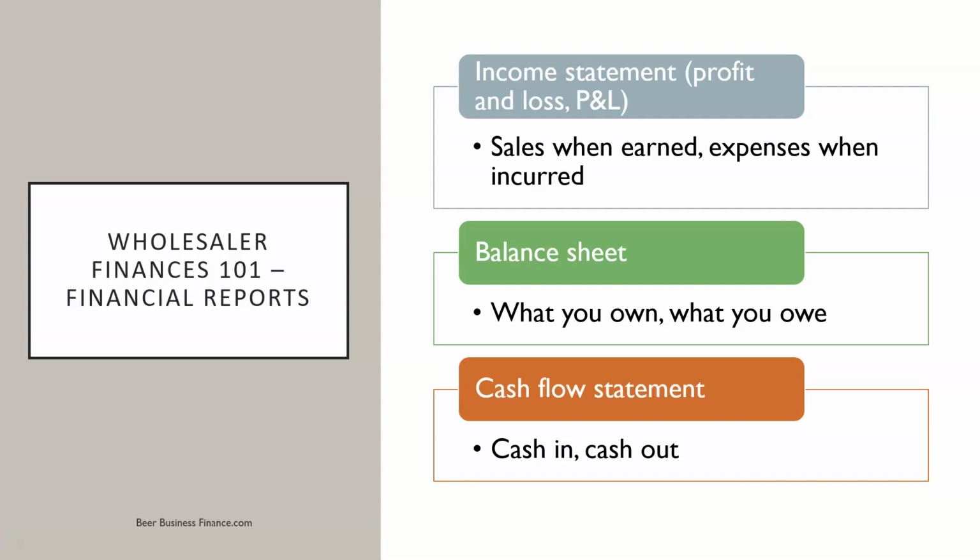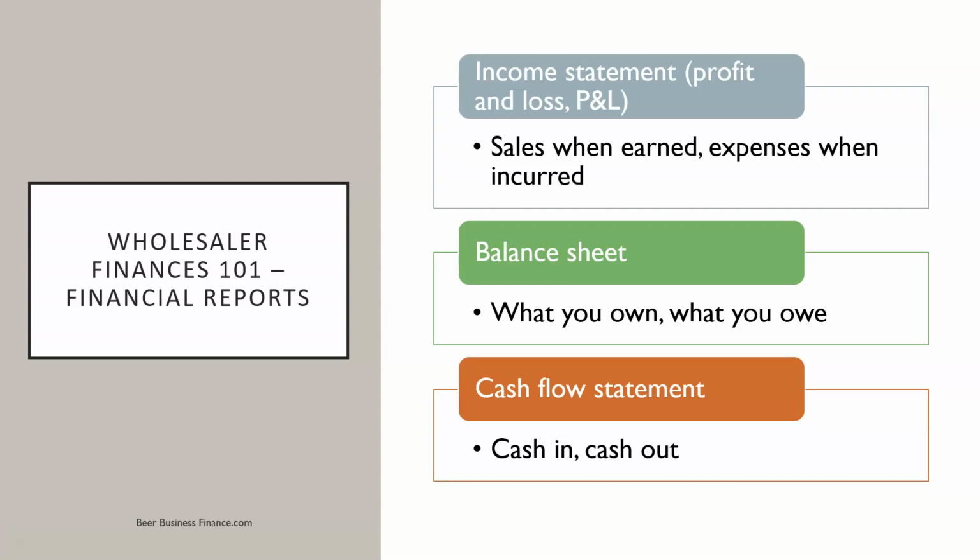Now the balance sheet, in contrast, is listing all our assets and liabilities. So the income statement's got all of our sales and expenses. The balance sheet's all of our assets and liabilities. And this is really just saying, what do we own and what do we owe? What do we own? Those are our assets. What do we owe? Those are our liabilities. And the difference between the two is going to be our equity or retained earnings. So those are the things you'll find on the balance sheet.